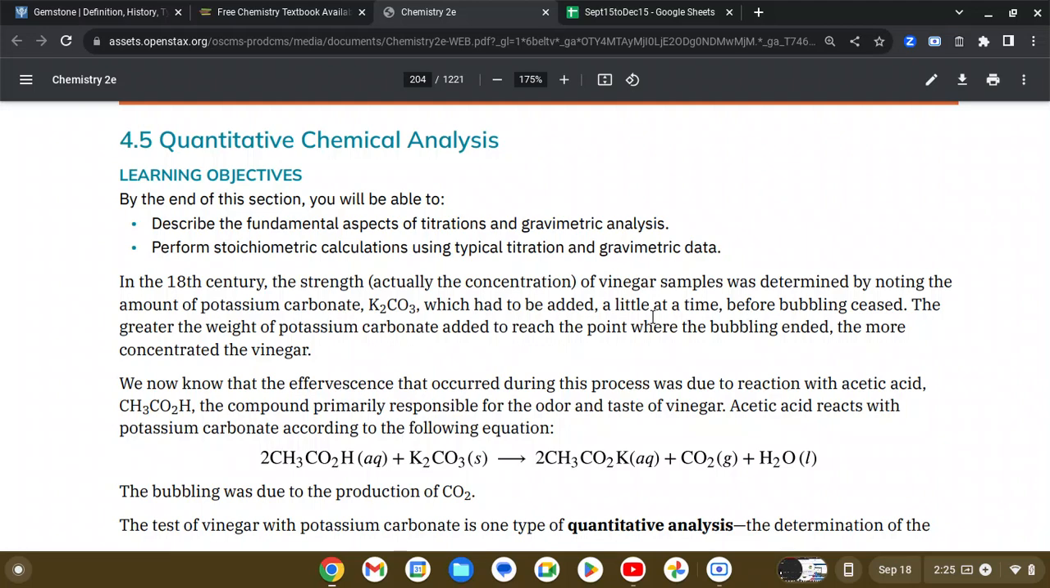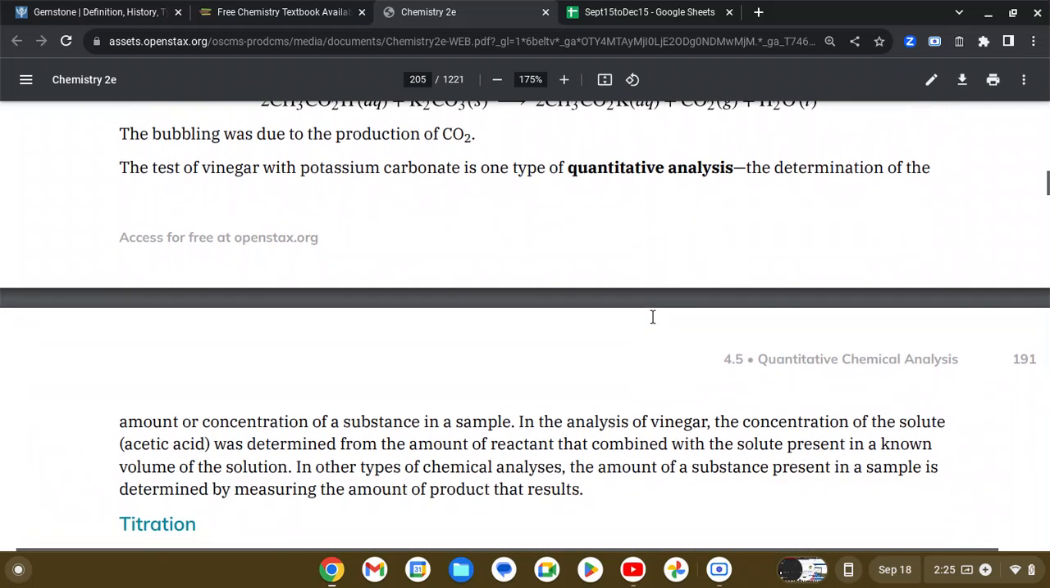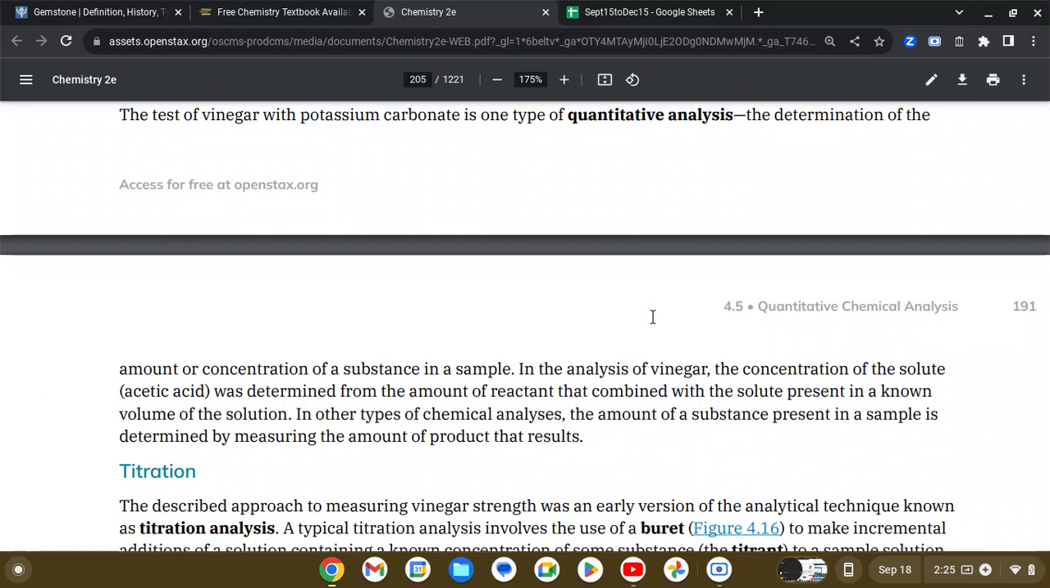Acetic acid reacts with potassium carbonate according to the following reaction. The bubbling was due to the production of carbon dioxide. The test of vinegar with potassium carbonate is one type of quantitative analysis: the determination of the amount or concentration of a substance in a sample.